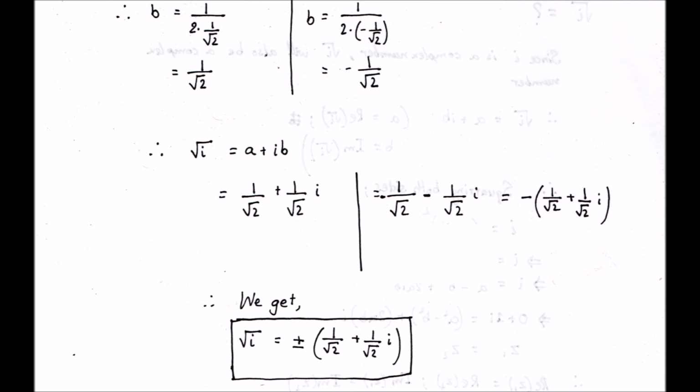And if we factor out the minus sign, then it would be -(1/√2 + 1/√2 i). So therefore, we can say that the square root of i is ±(1/√2 + 1/√2 i). And there we go, we have found the value of the square root of i.